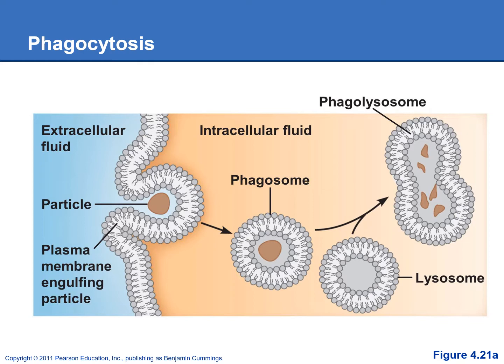Phagocytosis is not specific, so the white blood cell is going to eat anything foreign. It doesn't care if it's E. coli bacteria or salmonella bacteria. It's going to eat whatever it finds, so it's not very specific.